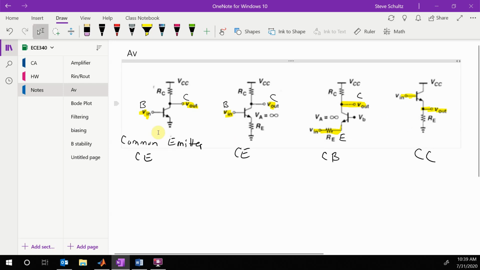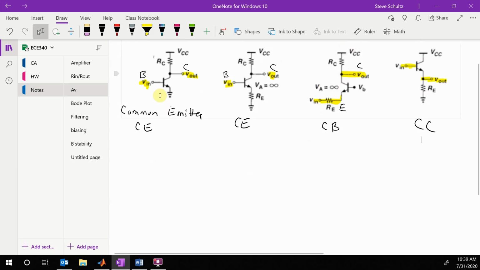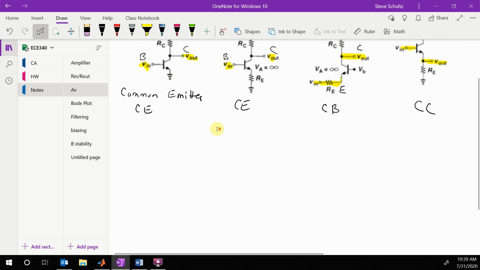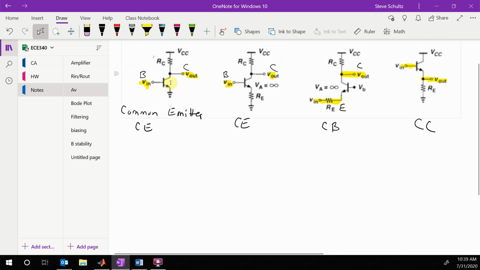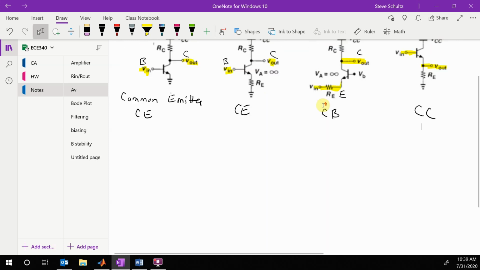So we have a common emitter. This one's actually called a common emitter with emitter degeneration. This one is a common base and this one is a common collector. Okay, so now we want to derive the voltage gain equations for these basic stages. Okay, and in this one and this one, we have an RO because there's no VA. And in these two, we're setting VA to infinity to get the simplified case.